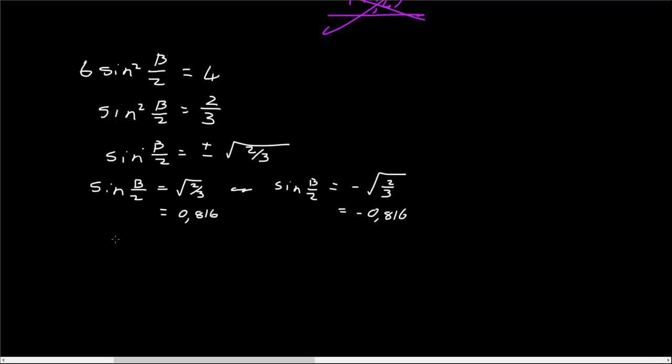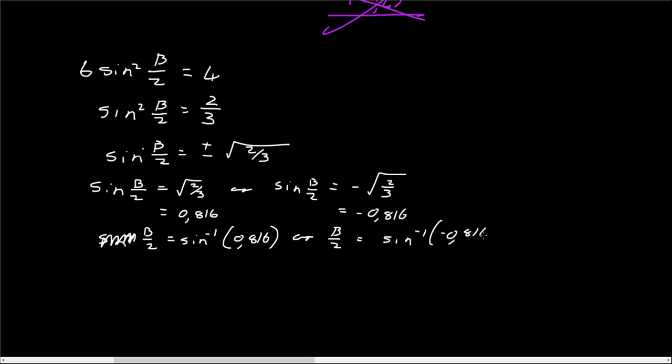Okay, now let's take sine inverse. So sine inverse b over 2. So b over 2 is equal to sine inverse of 0.816, or b over 2 is equal to sine inverse of negative 0.816.